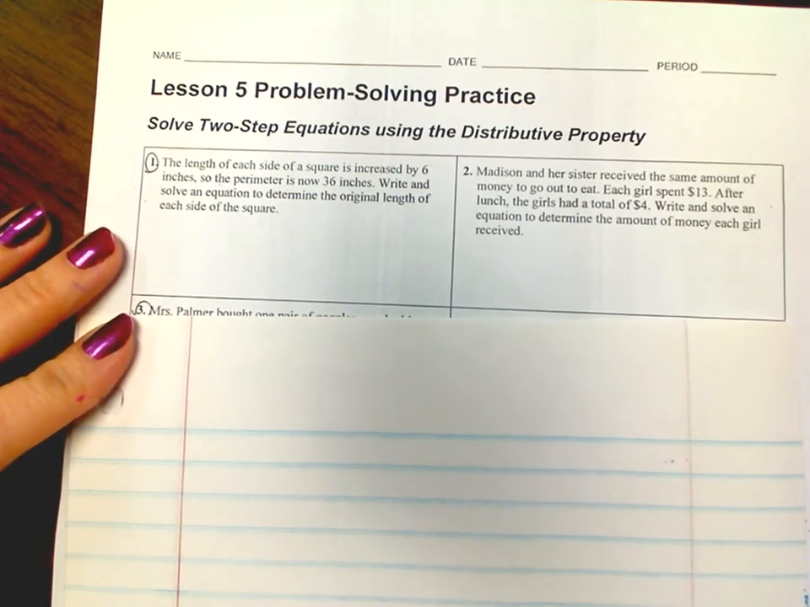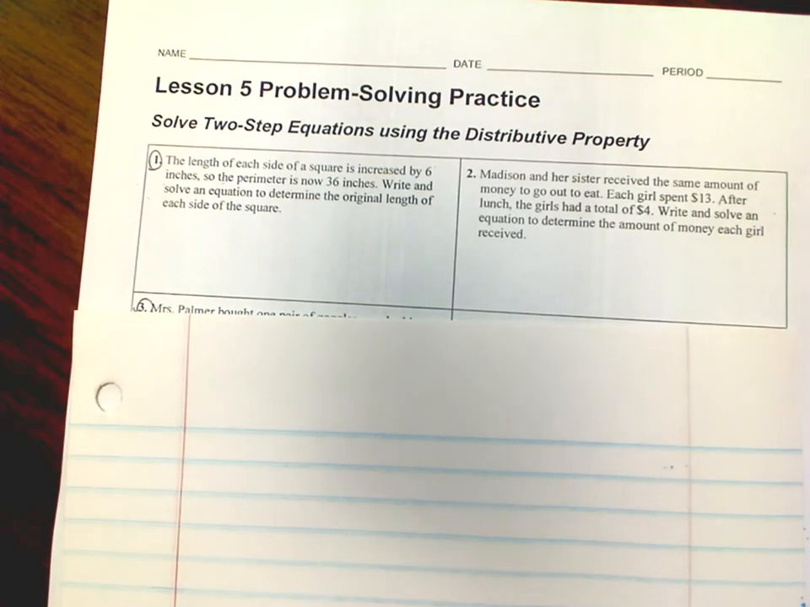Number 1. The length of each side of a square is increased by 6 inches. So if the perimeter is now 36 inches, write and solve an equation to determine the original length of each side of the square. You're going to set this one up using distributive property. Okay.